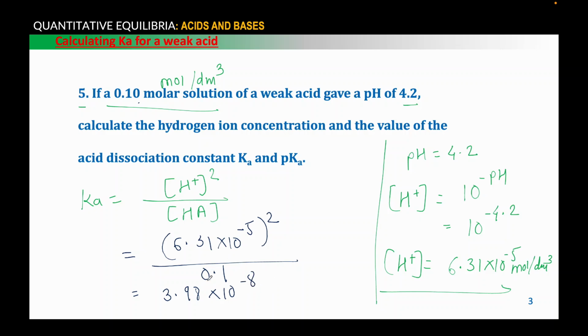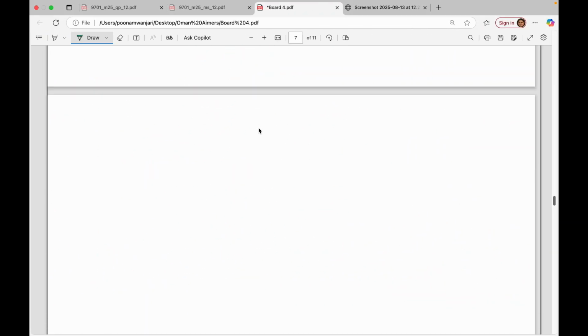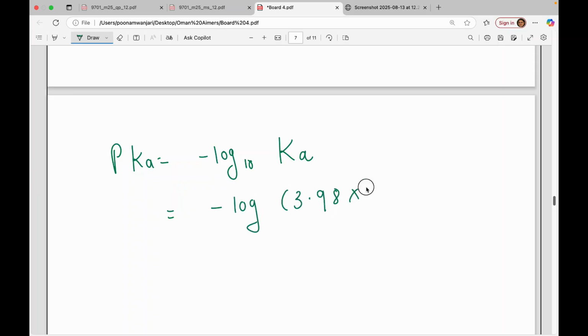And after calculating Ka, students, you need to calculate pKa, and as we know, pKa is equal to negative log to the base 10 of Ka. So log of 3.98 into 10 to the power minus 8. Calculate, students, you will get the answer 7.4. So near about 5 problems we discussed about calculation of pH, calculation of Ka, pKa, and calculation of H plus concentration also for weak acids.